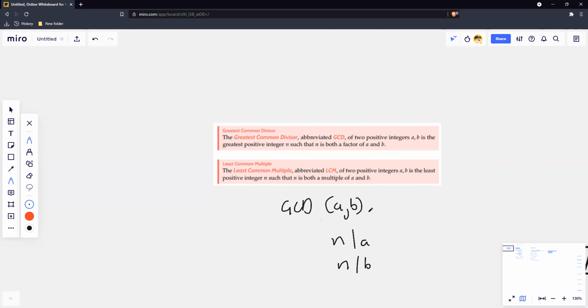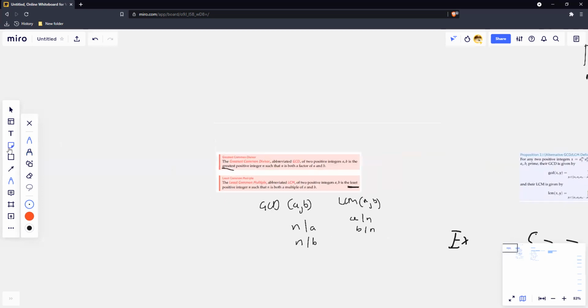Then we have the least common multiple, which is denoted as LCM. The LCM of two positive integers is written like this, and it's the least positive integer n such that n is a multiple of both A and B. That means A must be a factor of n and B must be a factor of n. Note that it says least. If it wasn't least, there would be a lot of numbers that satisfy this.